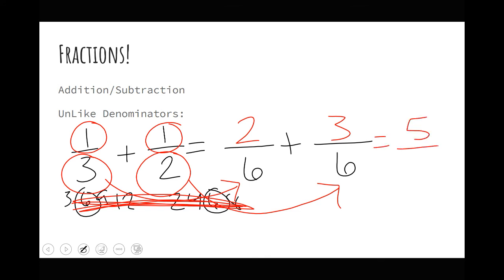Just like before then, add the numerators and you get 5/6. We'll get plenty of practice on that because I know that that can be confusing. There's a lot of steps to adding and subtracting fractions with unlike denominators.